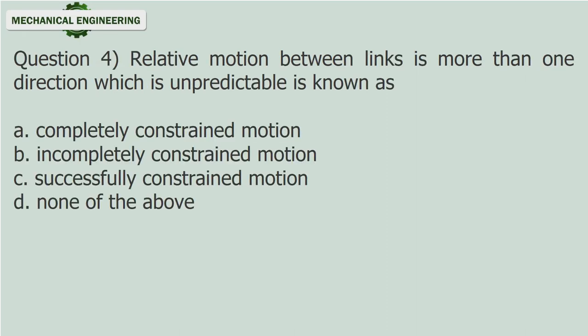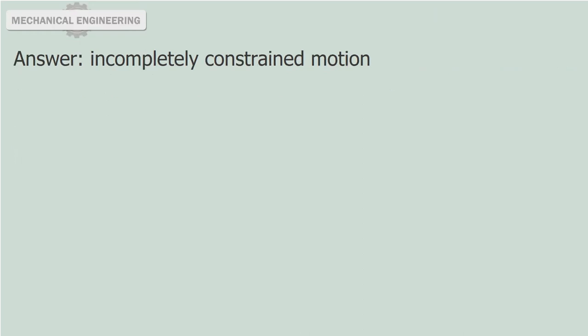Question 4. Relative motion between links is more than one direction, which is unpredictable, is known as A. Completely constrained motion. B. Incompletely constrained motion. C. Successfully constrained motion. D. None of the above. Answer: Incompletely constrained motion.